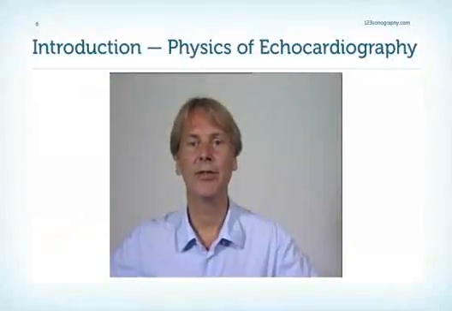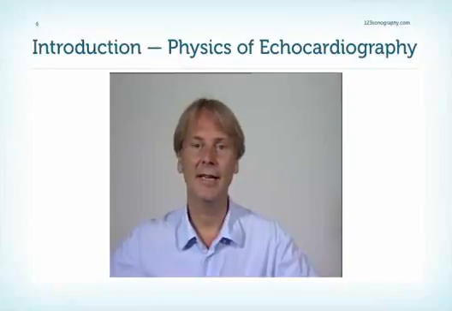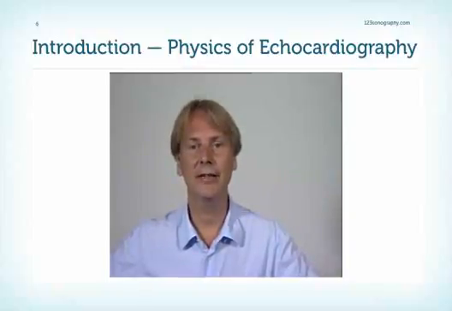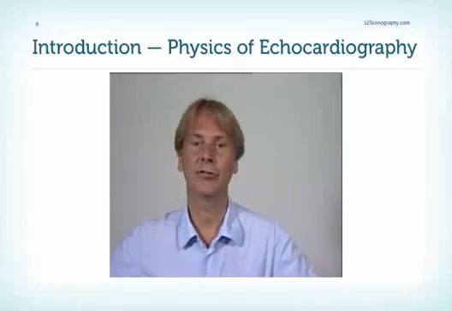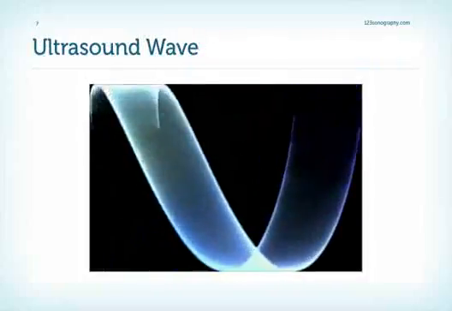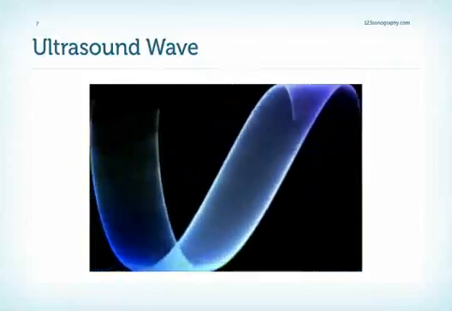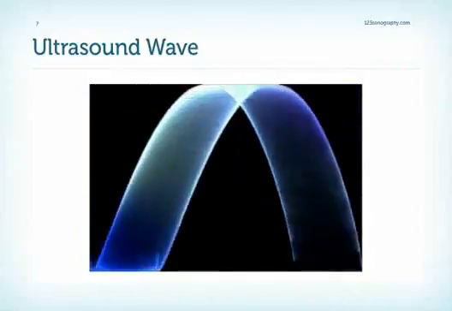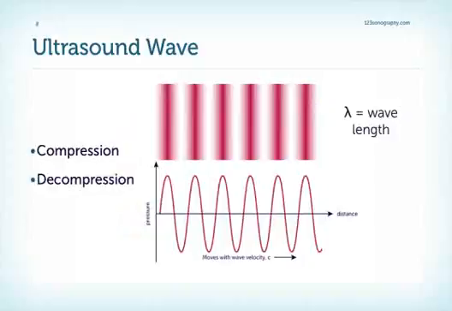So first we have to deal with the physics of ultrasound to understand how an ultrasound wave is generated, what the components of a wave are, and how it can help us to generate an ultrasound image. First, I would like to describe what a sound wave, and in particular an ultrasound wave, actually is. Basically, what we have is regions of compression and decompression, which travel in tissue, for example.